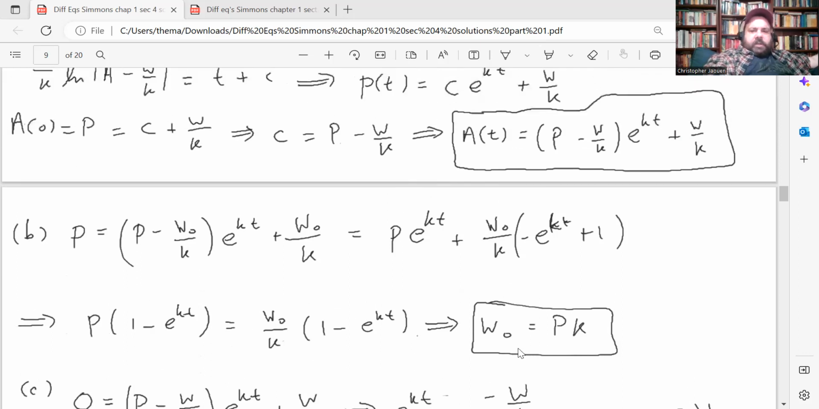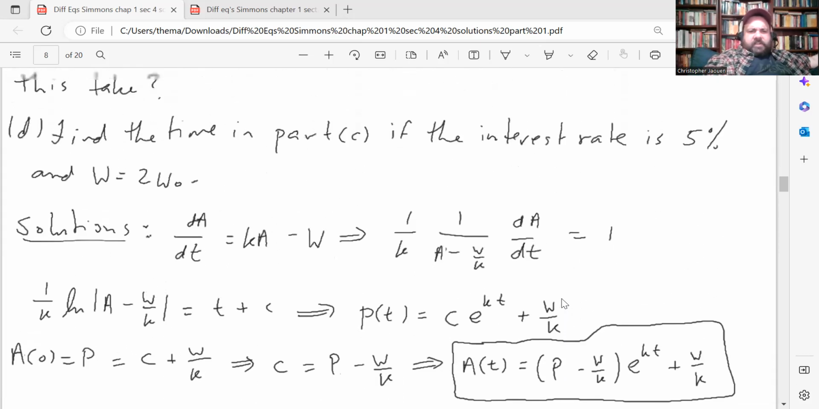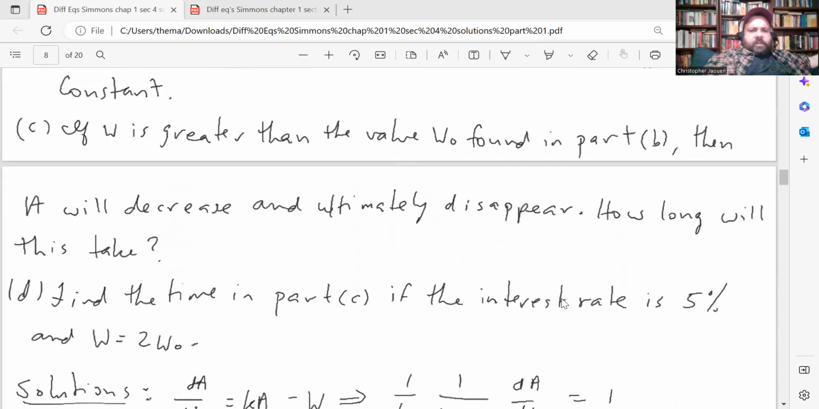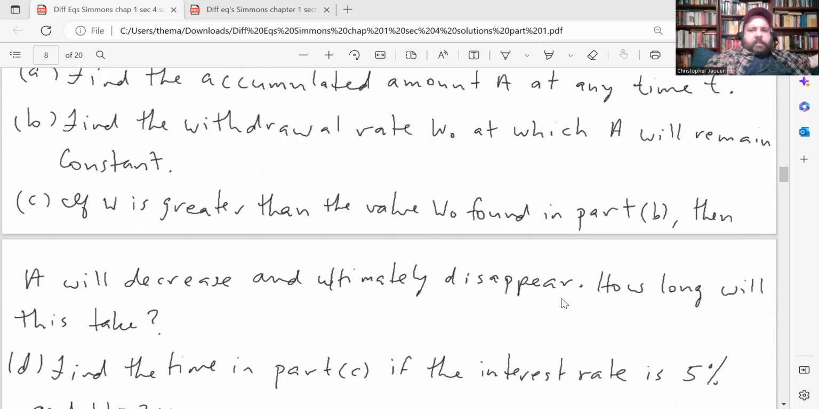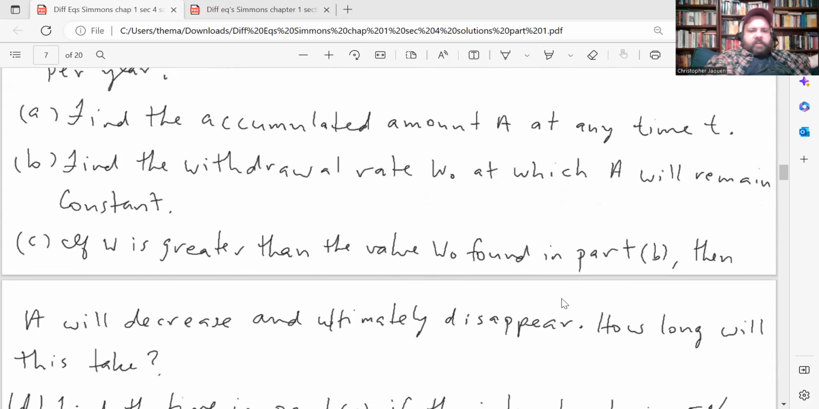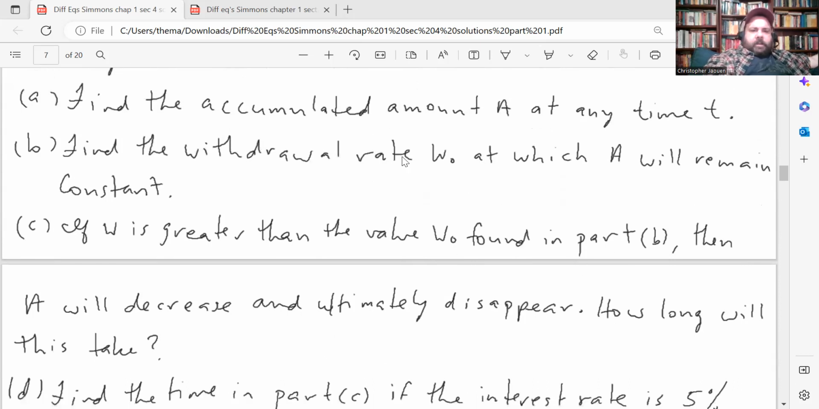So that's the amount that you can withdraw every week or whatever. I forget what the time period they said it was, but that's how much we'll keep the amount constant in the bank account. All right, it's the withdrawal rate.